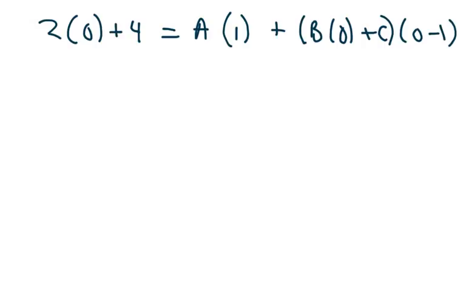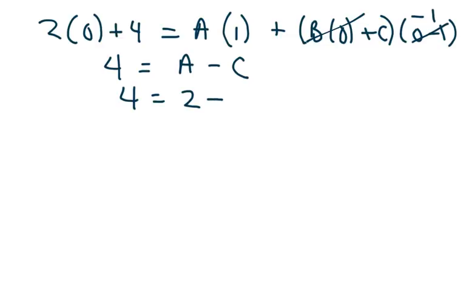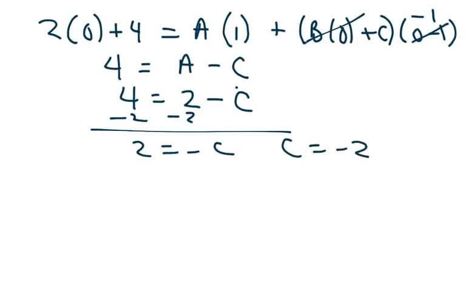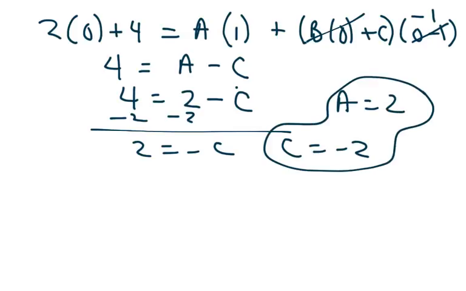The reason I wanted to use 0 is because that knocks that out. And we can find that later using the system of equations if we have to. So we're going to get 4 equals a minus c, because this just equals negative 1 times c. Now, we already know a is 2, so let's plug in 2. So 4 equals 2 minus c. Therefore, c has to be negative 2, because if you subtract 2 from both sides, you have 2 equals negative c. So c equals negative 2. So we basically have a equals 2 and c equals negative 2. And we need one more.